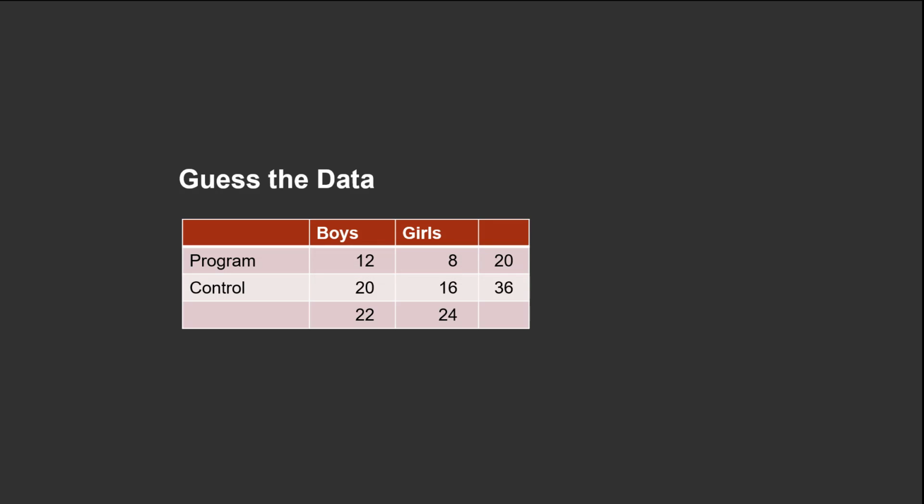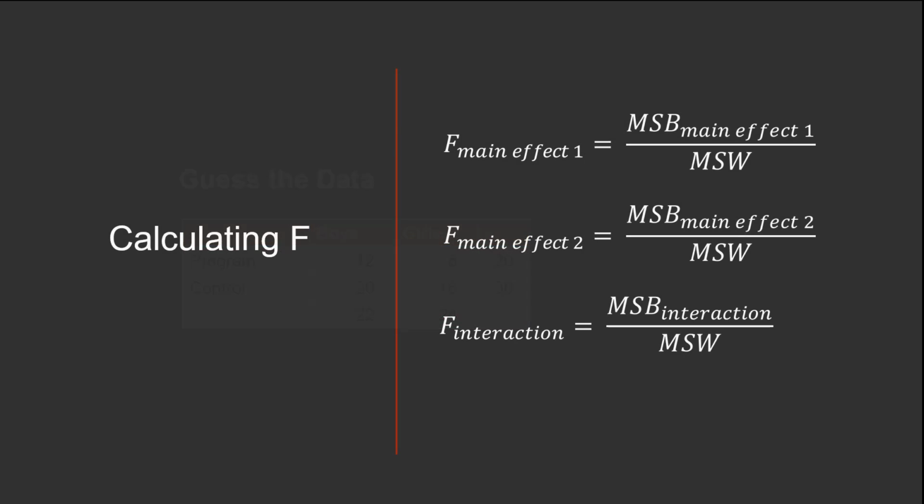Okay, let's talk briefly about calculating F ratios for factorial ANOVAs. The basic concept is the same as for one-way ANOVAs, although the calculations do differ just a little bit. The most important thing to remember here is that for a 2x2 factorial design, we would have 3 F ratios: an F ratio for each possible main effect, and an F ratio for interaction.